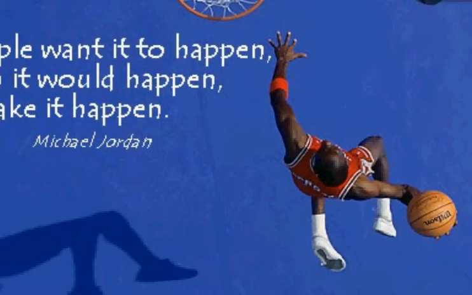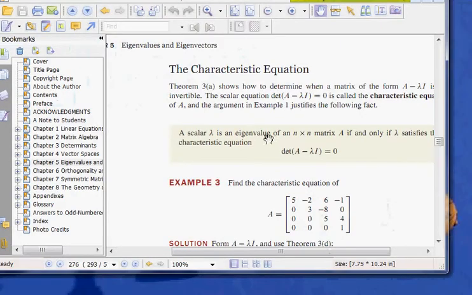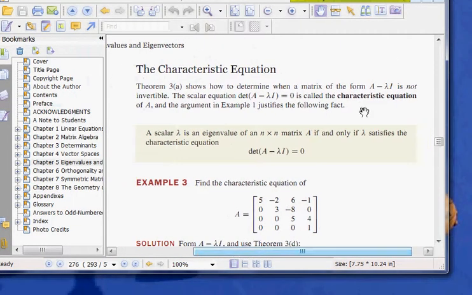Okay, so let's move on to what the chapter is really about, the characteristic equation. The important thing is right here. The scalar equation, determinant A minus lambda I equals 0, is called the characteristic equation of A. I'll read the formal definition. A scalar lambda is an eigenvalue of an n by n matrix A if and only if lambda satisfies the characteristic equation, determinant of A minus lambda I equals 0.